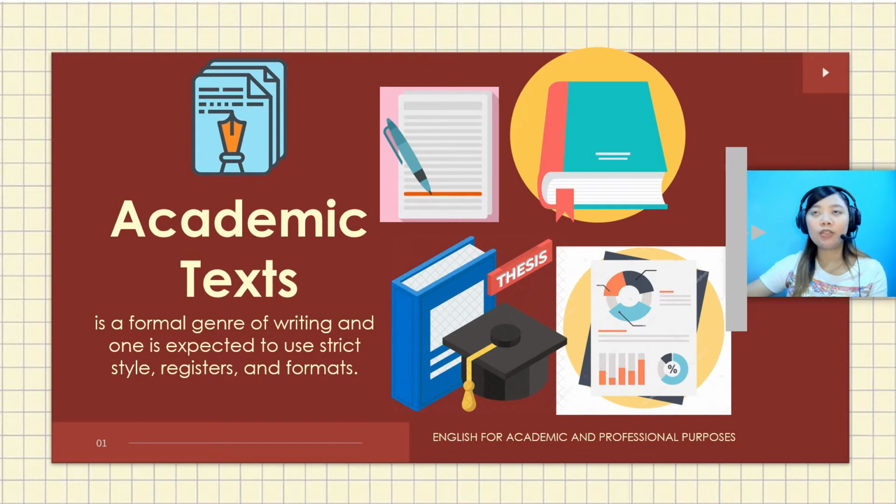But the question is, where do we actually use academic language? Of course, we use it in writing academic types of text. Academic text is a formal genre of writing, and one is expected to use strict style, registers, and formats since we have to present it in a formal manner. Some examples of academic texts are essays, dissertations, theses, reports, analyses, journals, book reports, and such.